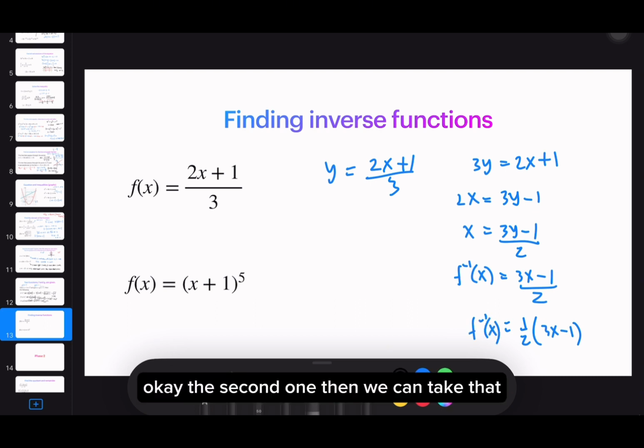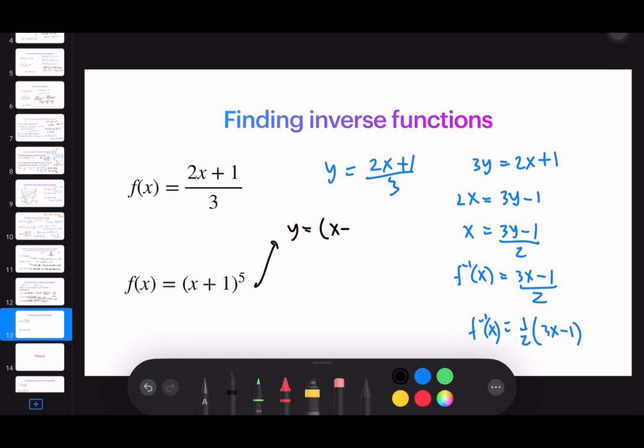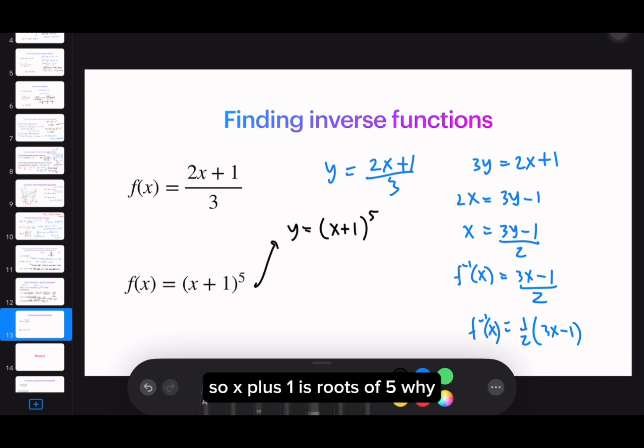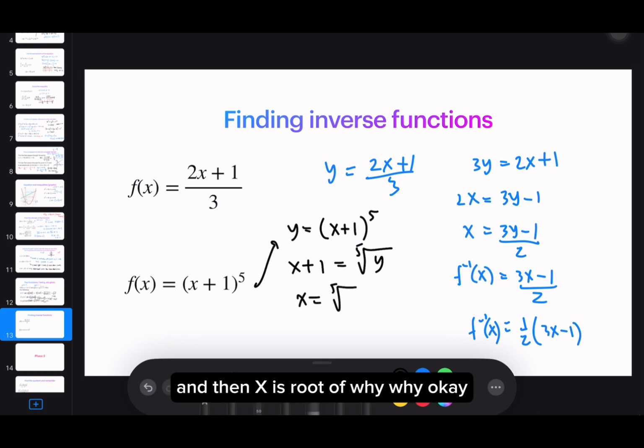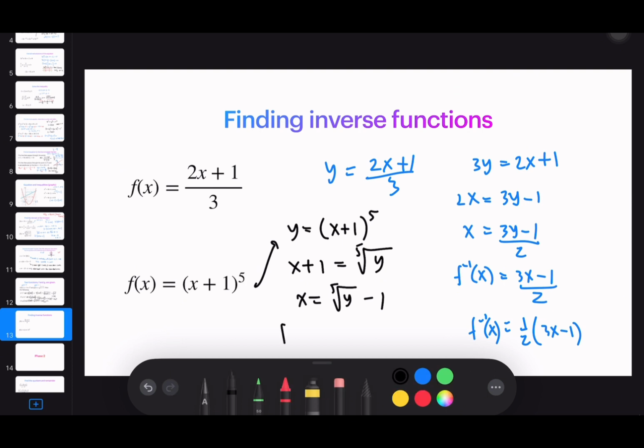Okay, the second one, then we can take that. How to get this one. So x plus 1 is root of 5 of y, and then x is root of y. Okay, so we have the f inverse. Okay, done. Finish.